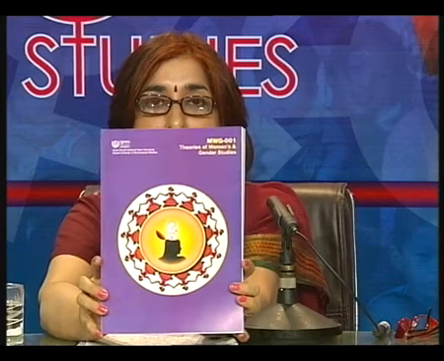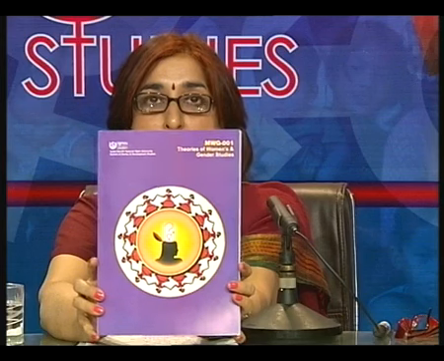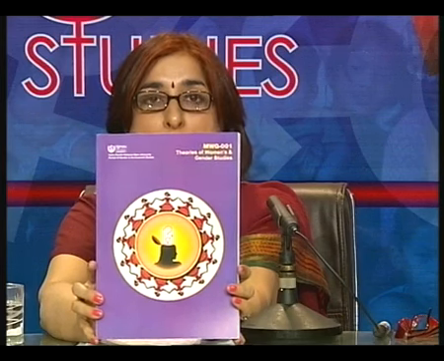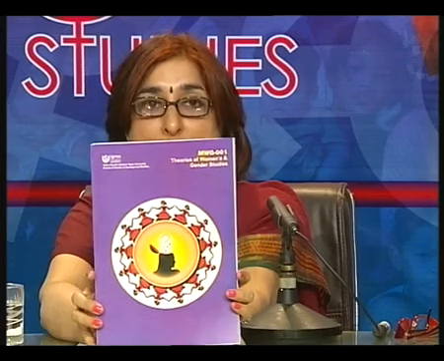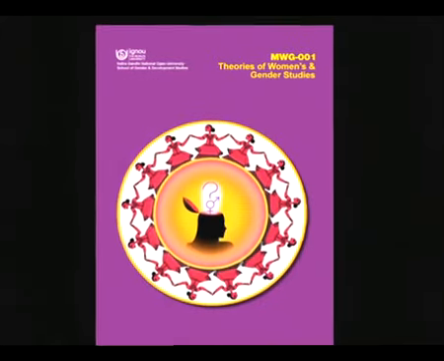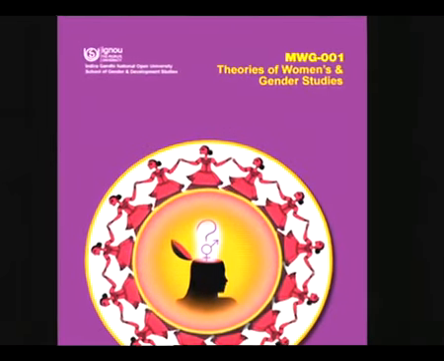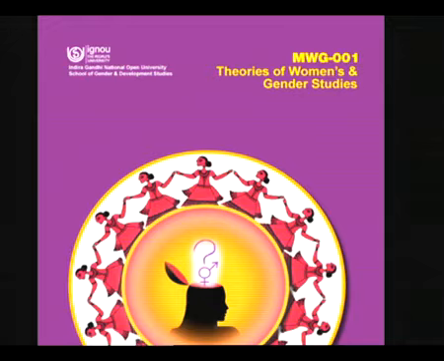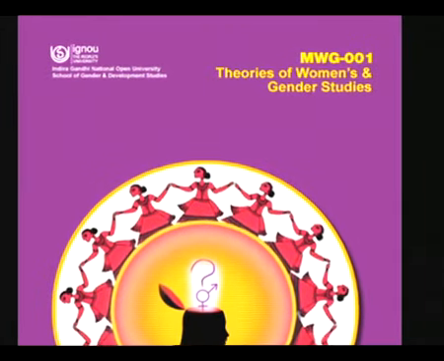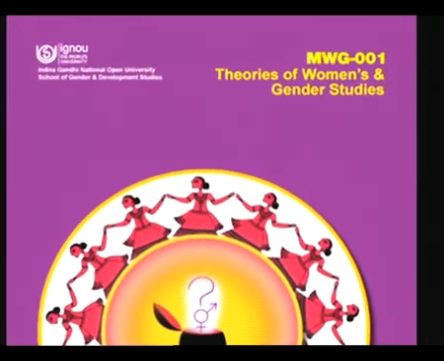So these were the 6 blocks of MWG 001. This is the course material that you will be receiving. All of these 6 blocks are contained in this one book form, for your convenience, so that you can move back and forth between blocks and units. We would like you to keep making connections, keep reading backwards and forwards, so that you are able to link issues between units, between blocks, and also in your own personal life.